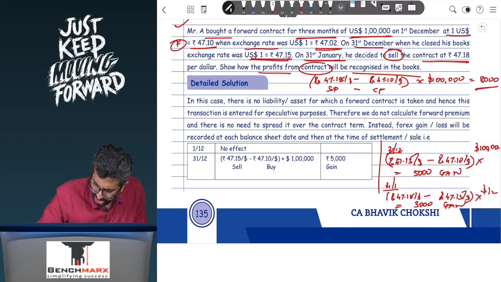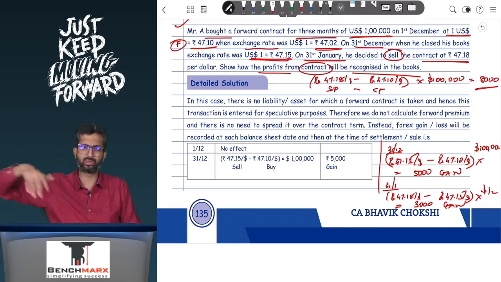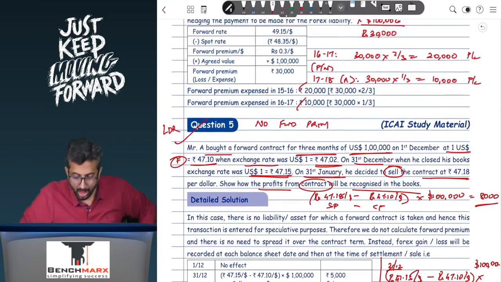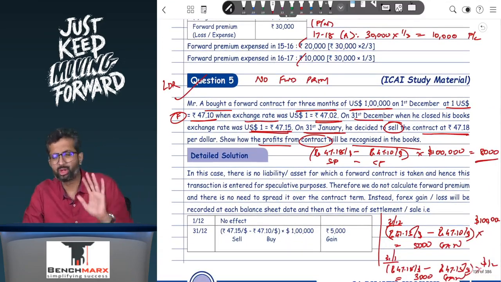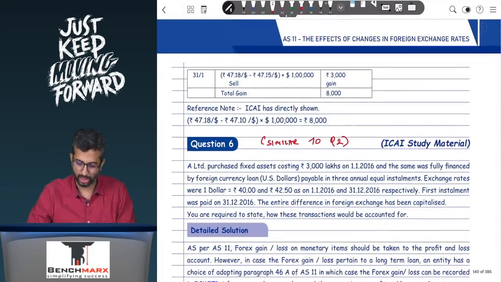Now, what we have done is we have said out of the 8,000, 5,000 will be recorded in the first month. If you are closing the books in December, 3,000 will be recorded in the next month. However, if your books were closing by 31st March, the entire 8,000 would be recorded as a gain on the forward contract. Okay, so speculation, this is one of the very few sums that are there, so you can practice this, but largely most of the sums are pertaining to hedging.